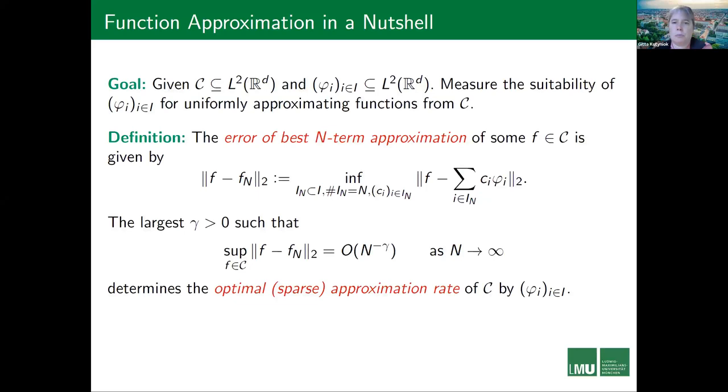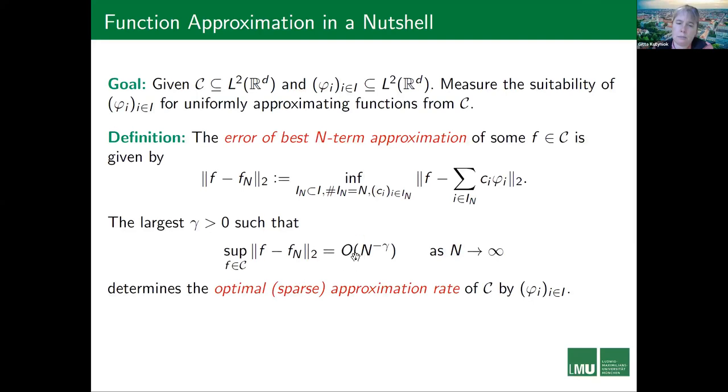So the name is programmed in that sense. I also make an error that way. That's the error of best n-term approximation. Now, if I have, for instance, a basis or a complete system, and I let n go to infinity, then the error will converge to 0, and people in that area ask at which rate does it converge. And this rate, one can indicate it this way.